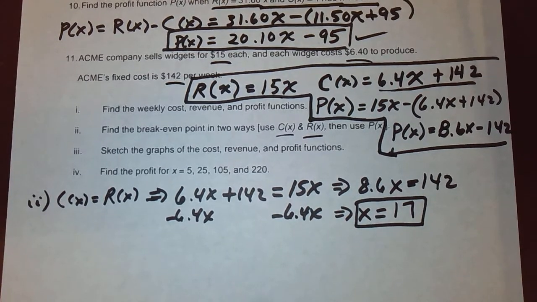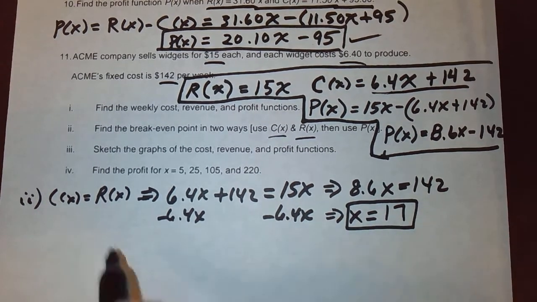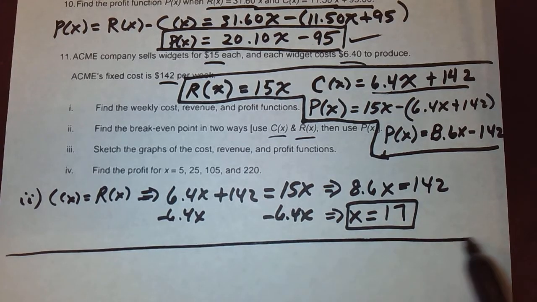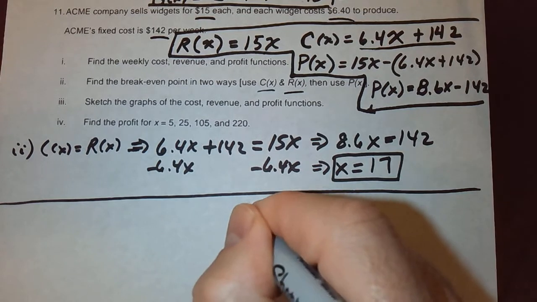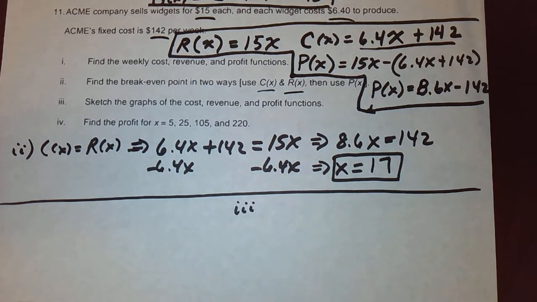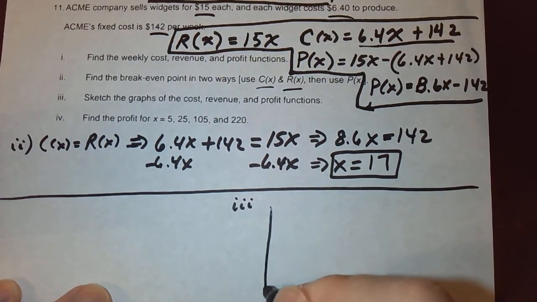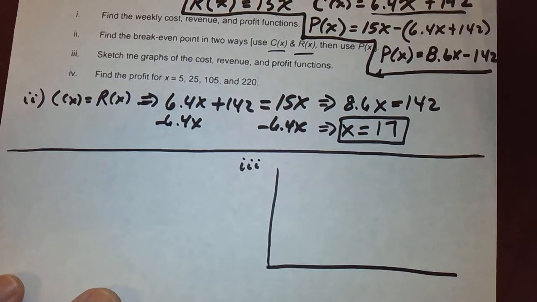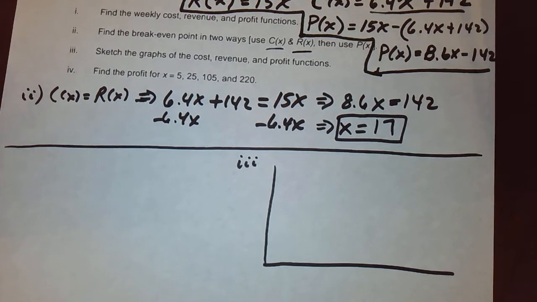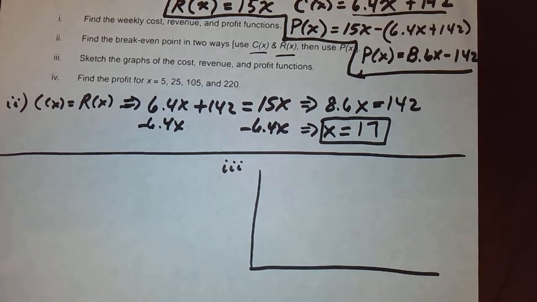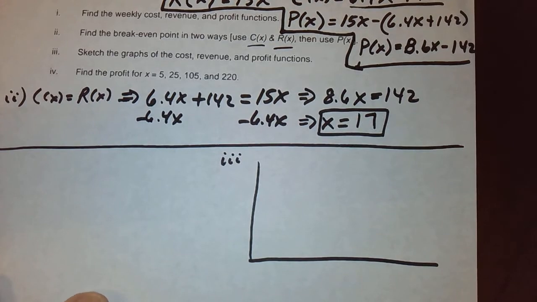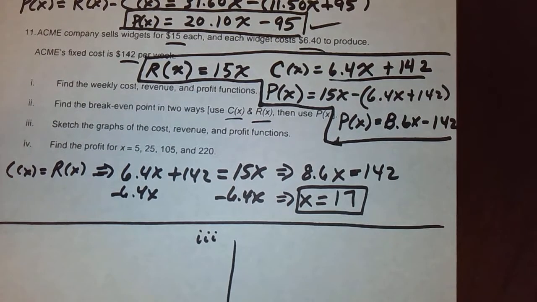Okay, let's do number 3. I'm going to do it over here to the right. Not sure how much room I'll need, but here's the graph. It's going to look like this. And I'm not going to get really specific on this, but I want you to understand what the graph looks like when you graph the cost function, the revenue function, and even the profit function. Well, let's look at the cost function first.